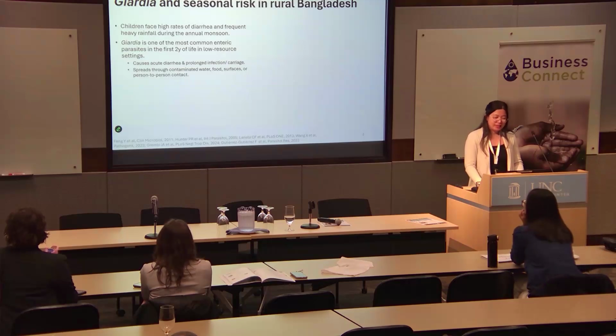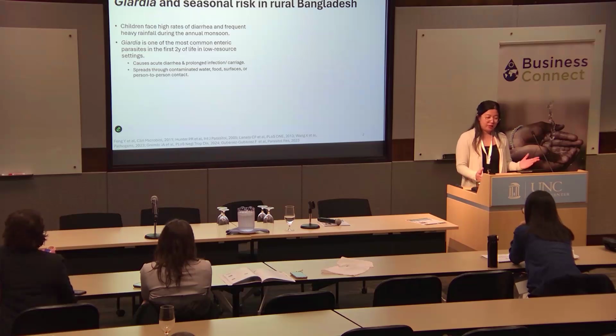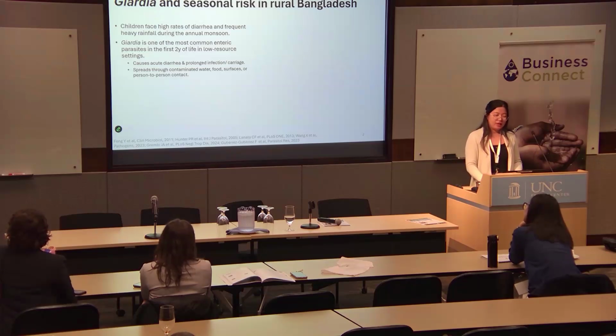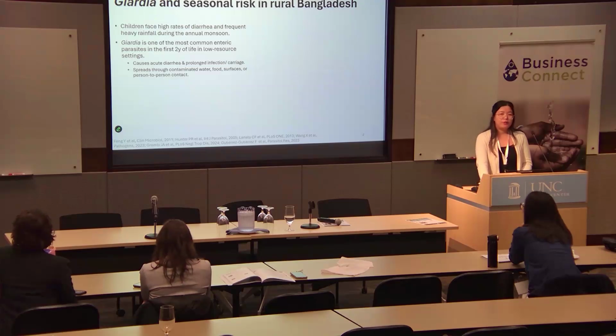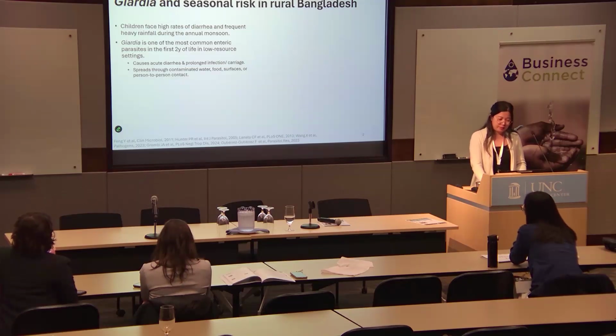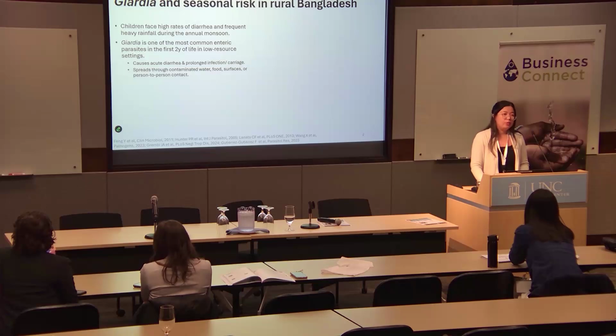To give a context, children in rural Bangladesh face high rates of diarrhea and frequent rainfall, especially during the annual monsoon season. Giardia is one of the most common enteric parasites during the first years of life in low-resource settings, and also one of the most neglected, unfortunately. It can cause both acute diarrhea and prolonged infection and asymptomatic carriage, which can impact child growth and development.